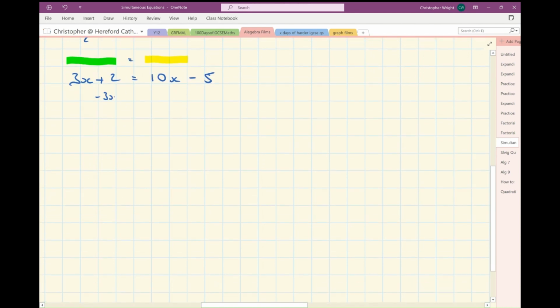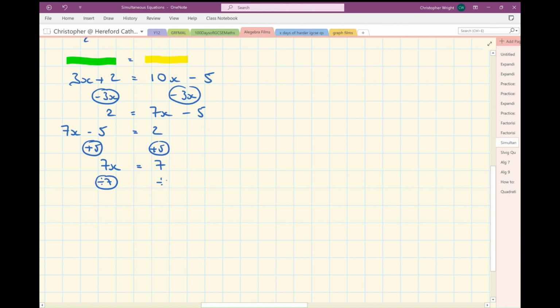I'm going to see which side has the least and get rid of them. The left-hand side has the least, it has 3 x's, so I'm going to minus 3x from both sides. Now I'm going to turn it the other way round because I find that easier. Now I'm going to add 5 to both sides, giving me 7x equals 7. Divide both sides by 7, x equals 1. So I know that x is 1.